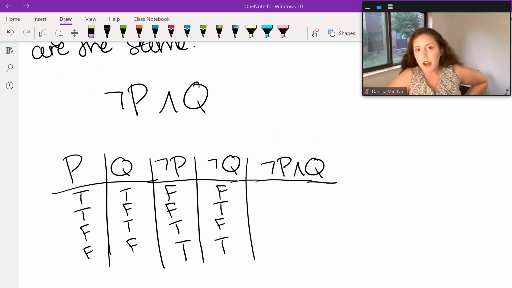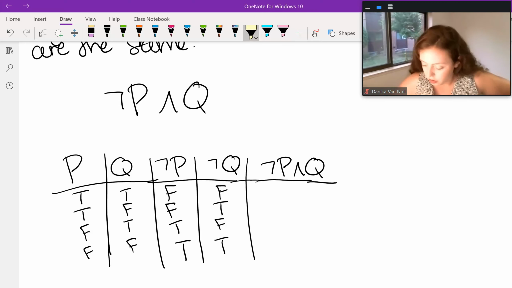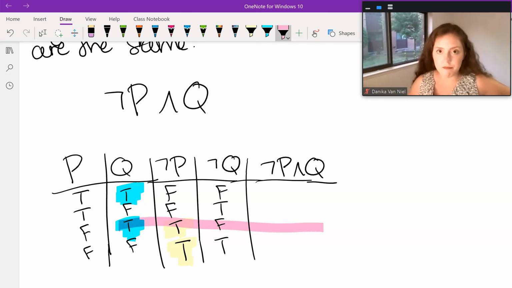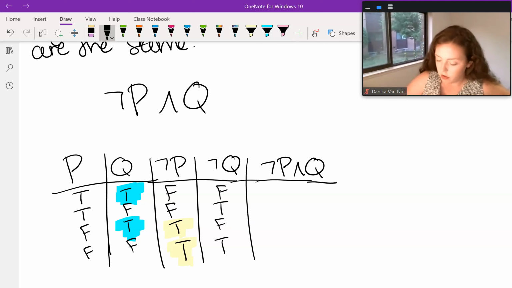Okay, so for not P and Q to be true, we need that not P is true and that Q is true. Okay, so all the places that not P are true are there, and then all the places that Q is true are here and here. So the only place that they overlap is here. Okay? So that's going to be the only time that this is true. The rest of it is going to be false.